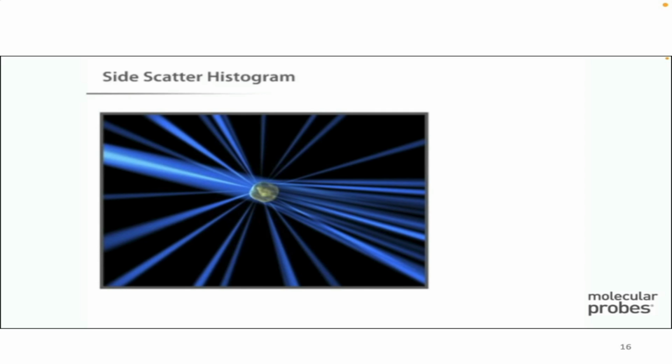And the difference with side scatter is it's not measuring the size of the cell, but it's measuring how much stuff is inside the cell. Sometimes people call side scatter a measure of internal complexity, or I was always taught it as granularity.